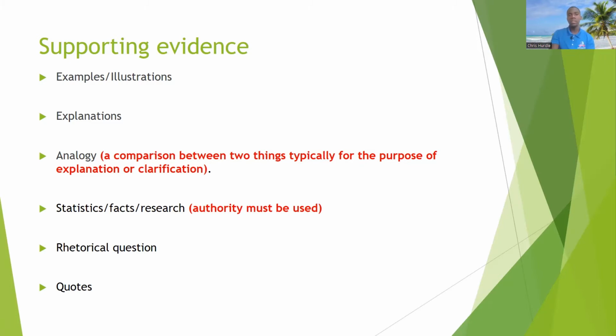Okay, statistics. Now, statistics, facts, research, those will all come under the same bracket. Of course, those are going to be very important if you are making a claim, right? But if you're going to use any of these, then you must use some form of authority to support that. So you can't just say, okay, that diabetes is the leading cause of deaths worldwide.